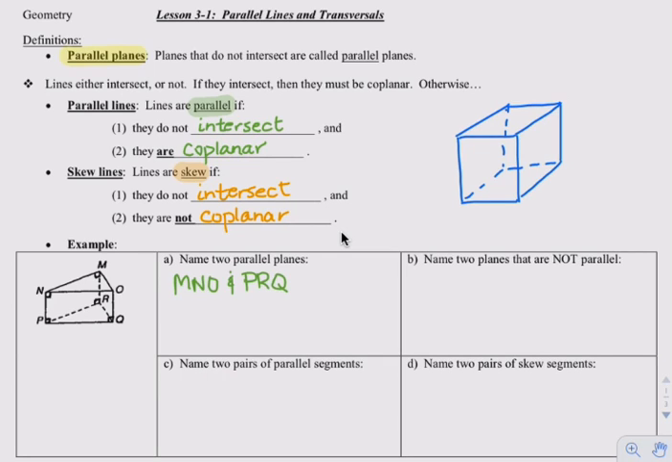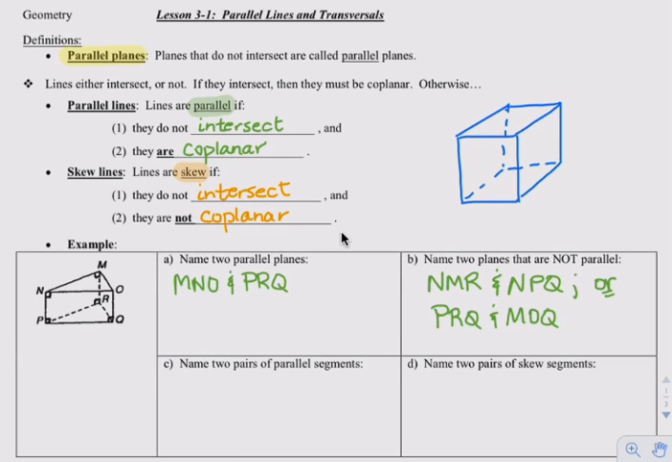Now two planes that are not parallel. NMR would be kind of like the back plane and the front NPQ. Remember, you can use any three non-collinear points to name a plane. Another pair of non-parallel planes: PRQ, the bottom, and the face that's MOQ. Those intersect, so they're not parallel.